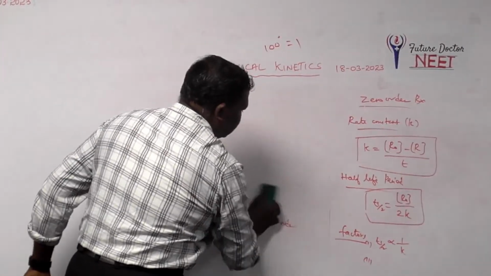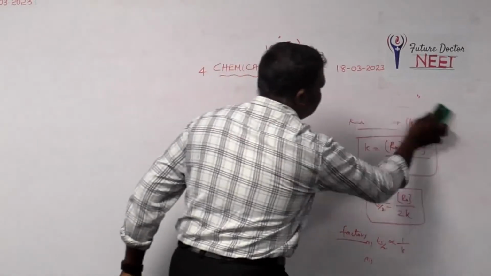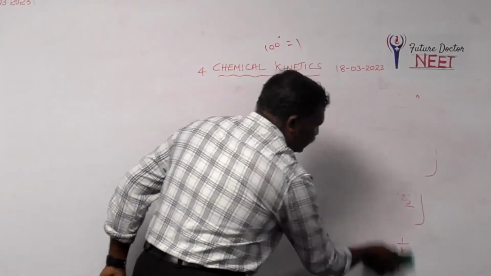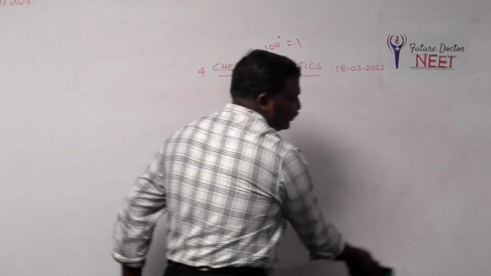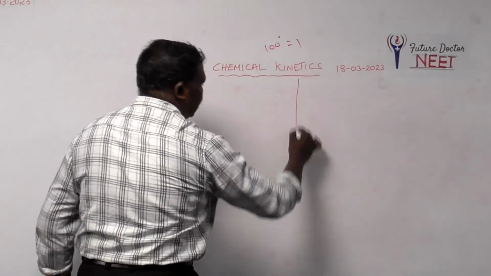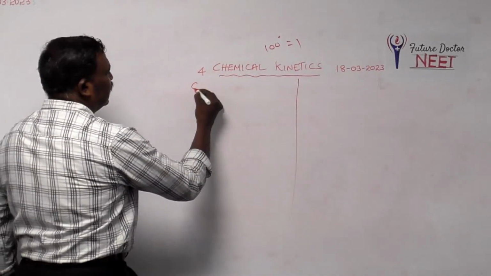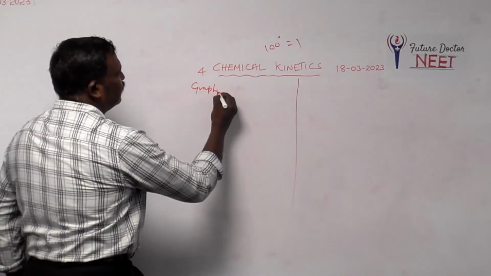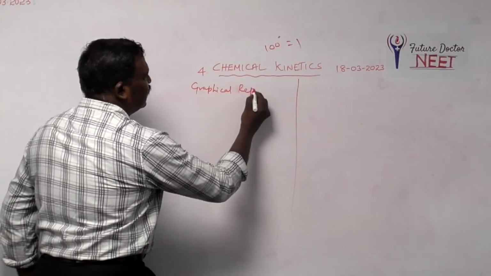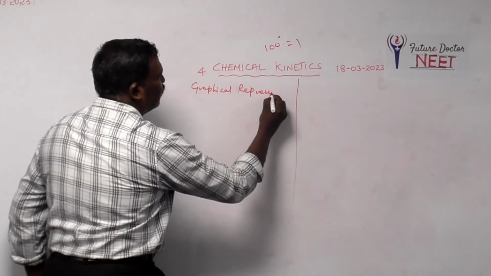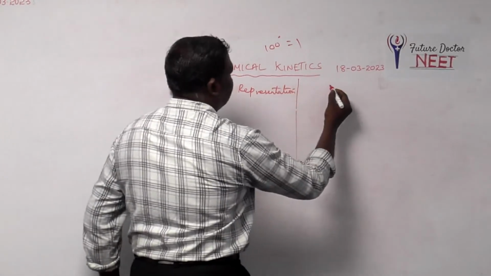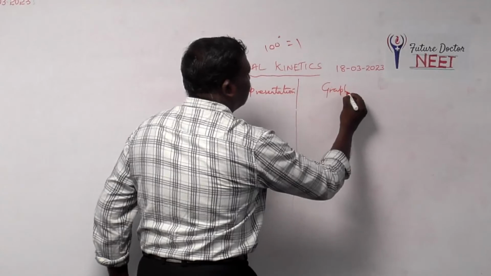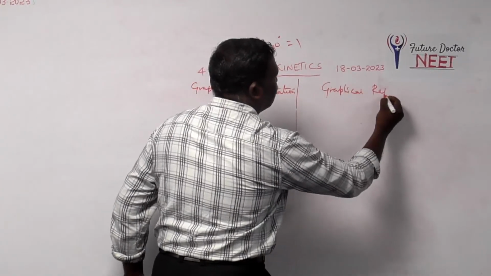The only one thing I'll give now is the graphical representation. That's very important. Here write both simultaneously, then it will be easy. Here also graphical representation.